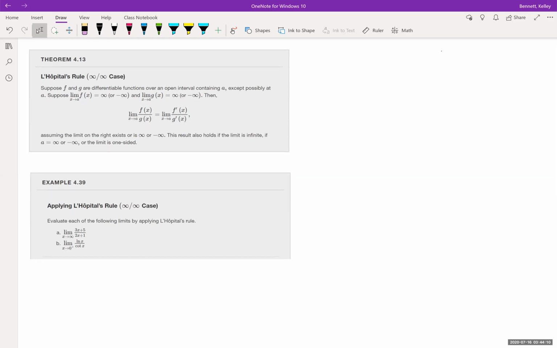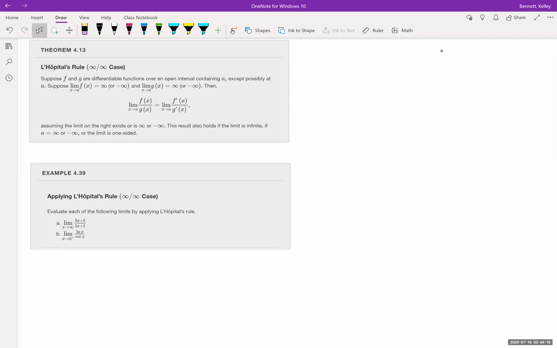I also can do the same thing when I have infinity over infinity, the exact same process. So in example 4.39, you'll see that A is very reminiscent of algebra days when we were asked to evaluate horizontal asymptotes, where we would look at the degree of the polynomials in the numerator and denominator and make our conclusions based on that. But now we can handle it a little bit of a different way. So if we take the limit as x goes to infinity, we know we're expecting it to be 3 over 2. But just to get the mechanics down.